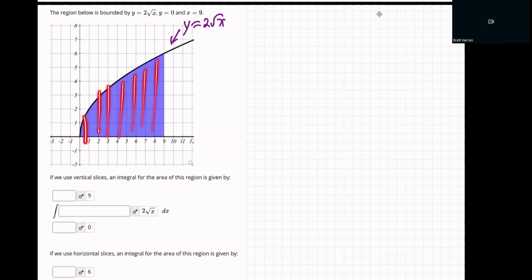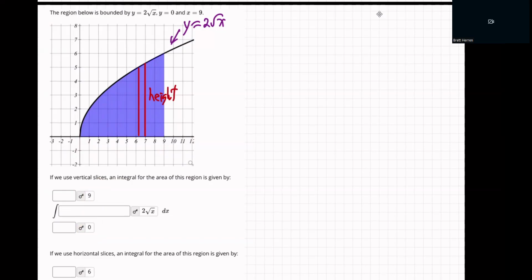I want to break up, kind of like cutting bread or cutting anything on a cutting board. Using vertical slices, I want to cut up the area. So that means I'm going to go from 0 to 9. And let me just put one in there. That's the easiest way to see it. Let me just put one right here. There's one particular slice. So it's basically a rectangle, close enough. So this is the height of the rectangle.